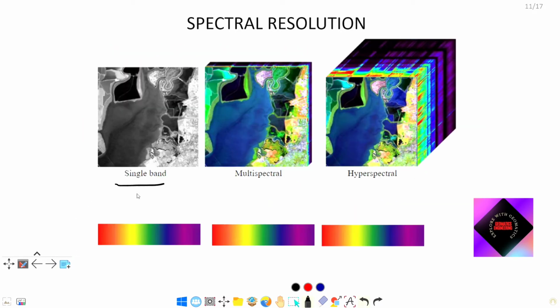Here a single band is used. So all things are in grayscale and a single band is used. Single band means a range of wavelength is represented by one band only. And in this band, the green color, blue color, violet color, all colors are represented by one band. So it is represented in grayscale. It is also called panchromatic.